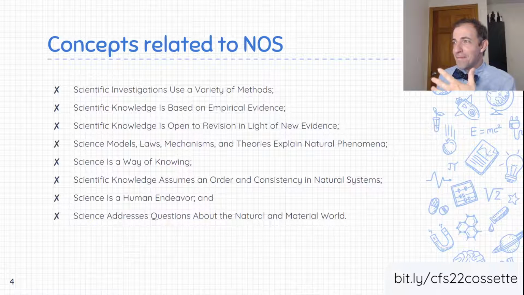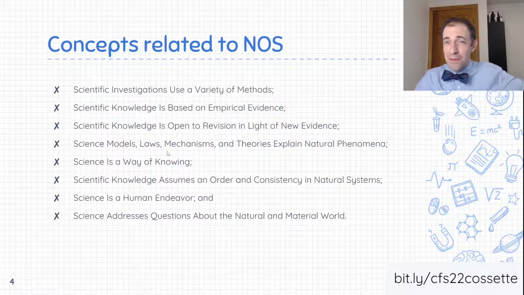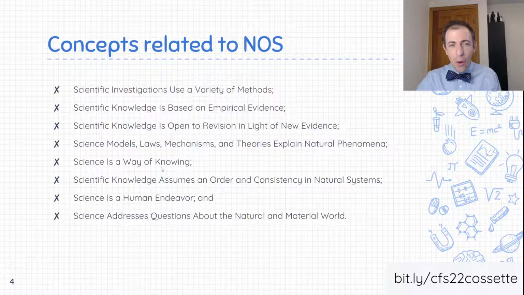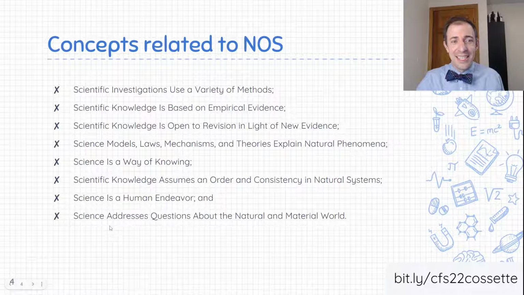So things like using investigations with a variety of methods, so finding different ways to look at a problem, or finding empirical evidence and using evidence to present your reasoning and understanding. Science is open to revision in light of new evidence. That's very important. Creating models, laws, and things to explain phenomena. It's a way of knowing. It assumes consistency, is ultimately a human endeavor, and it addresses questions about the natural and material world.